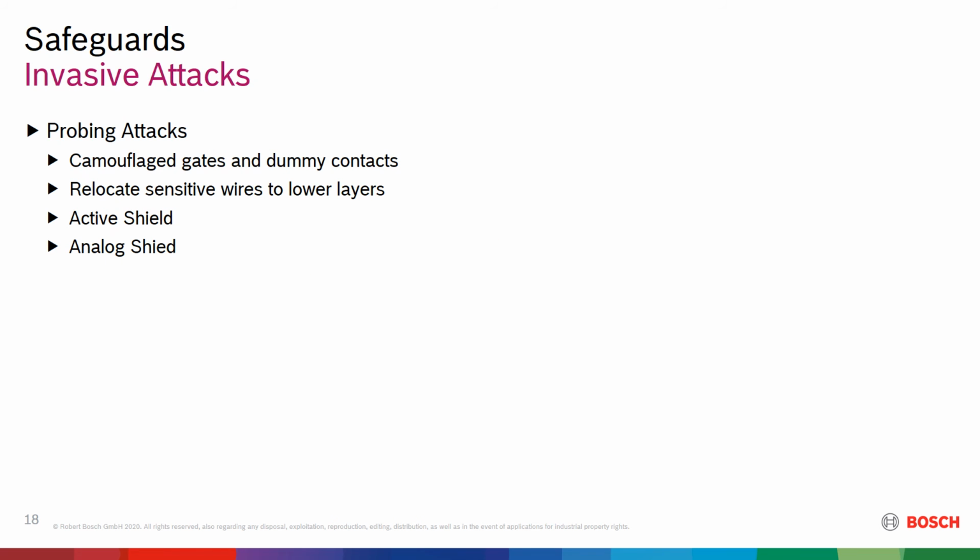Safeguards against invasive or probing attacks are: you could use camouflaged gates, dummy contacts, or you relocate the sensitive wires to lower layers, making it harder for the attacker to reach or probe those sensitive wires. You could use an active shield. In this approach, the shield which carries the signals is placed on the topmost layer to detect holes milled by the focused ion beam, or you could use an analog shield mainly to monitor and detect parametric disturbances with those wires.